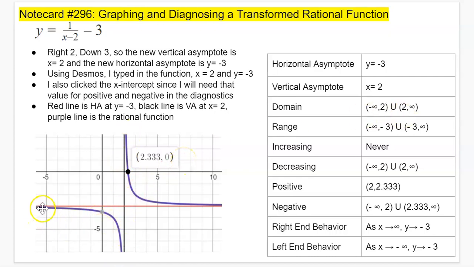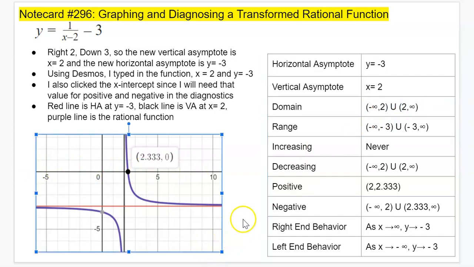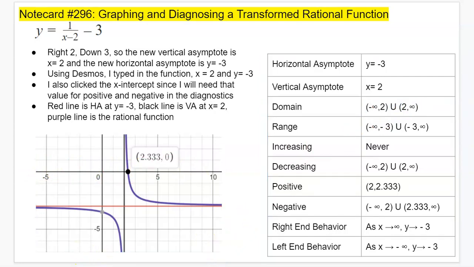All right, so my domain. If I smush the purple branches up to the x-axis, everything would be covered but the vertical asymptote value, which is 2. So negative infinity to 2, union 2 to infinity. There we go. Now my range is bottom to top. This is the only one we actually denote with y values. So if I smush the purple over to the y-axis right here, it would be negative infinity up to whatever this y value is, which is negative 3, and then negative 3 to infinity.